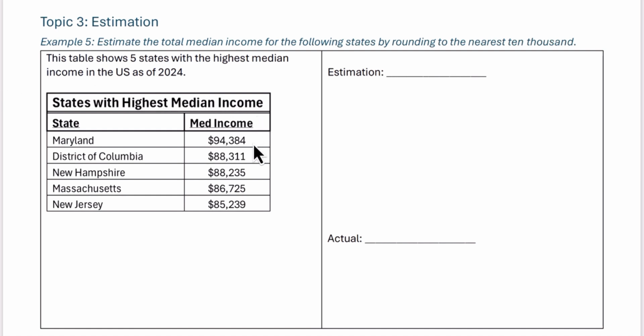So we'll start with Maryland. First, we need to locate the rounding digit, the nearest 10,000. We have ones, tens, hundreds, thousands, 10,000s. Focusing on this 9, the rounding digit, we look to the right of the 9, which is 4. Remember that if the number to the right of our rounding digit is under 5, we round down. We leave the 9 as it is, but everything to the right becomes zeros, leaving us with 90,000.